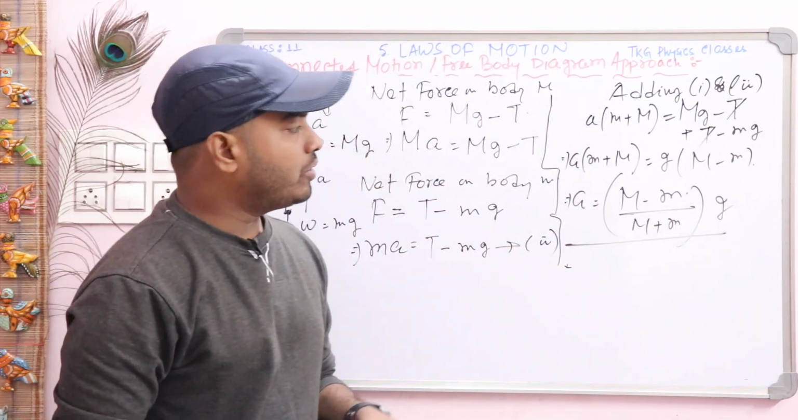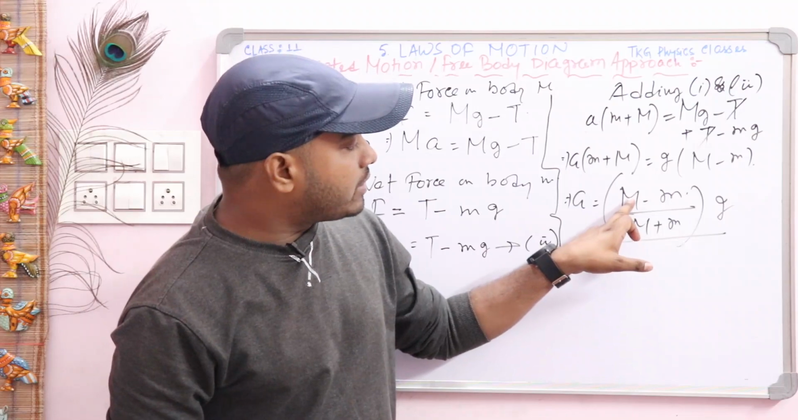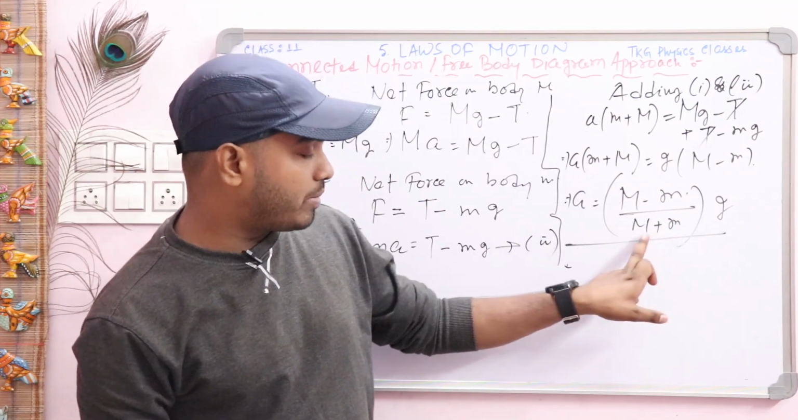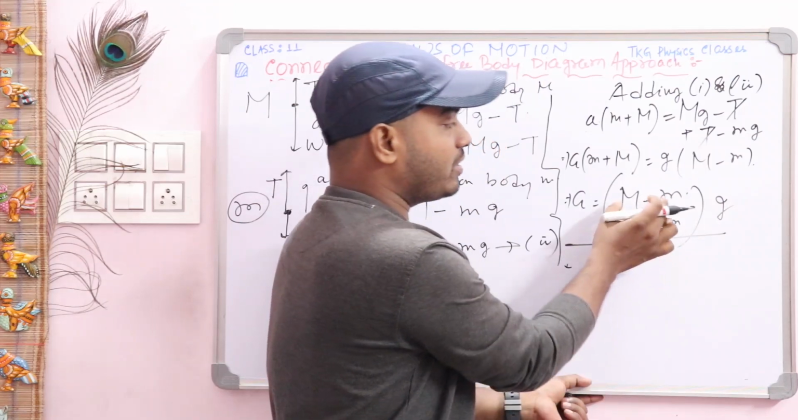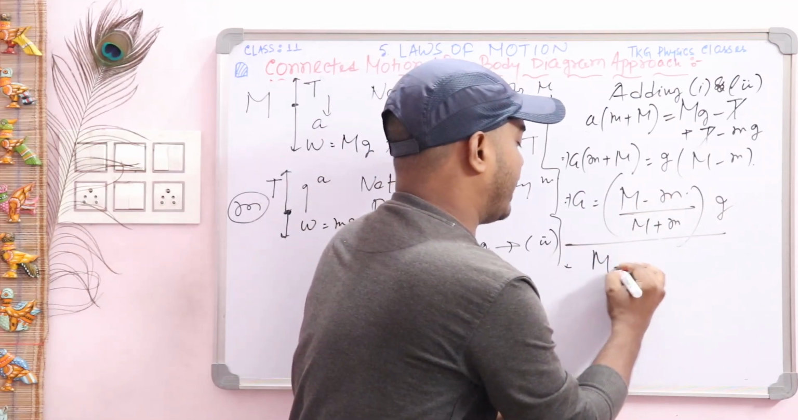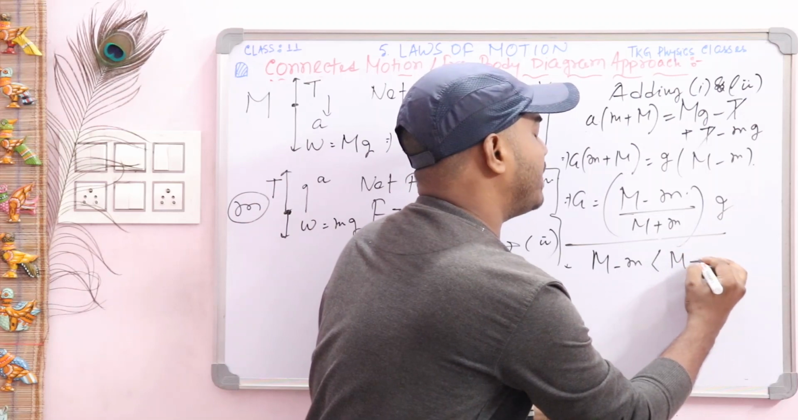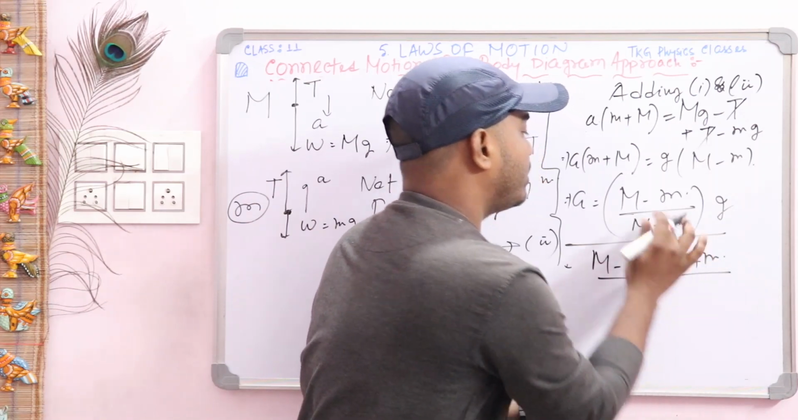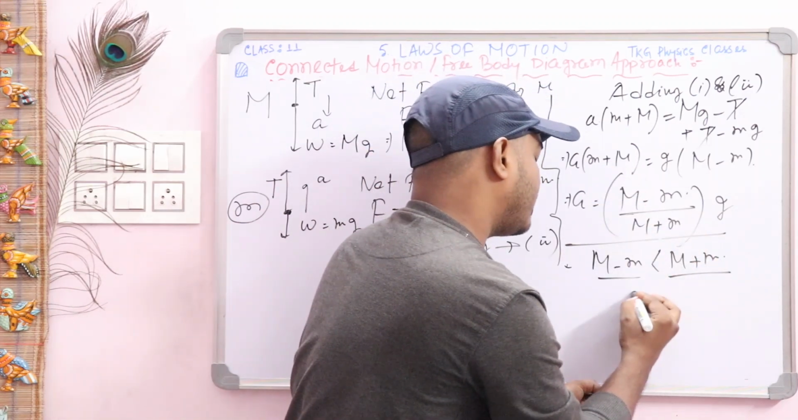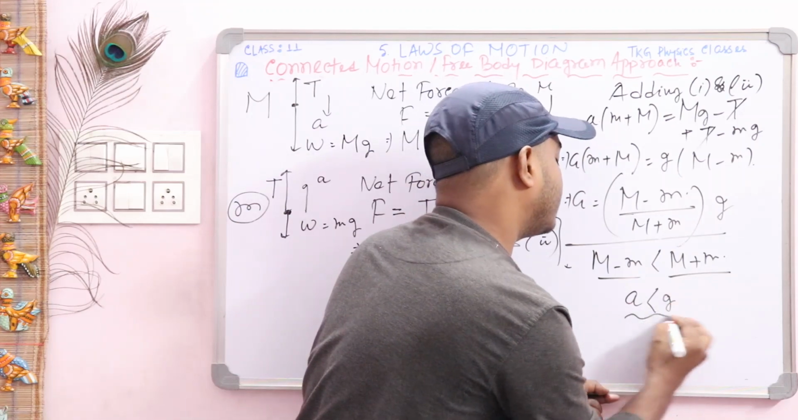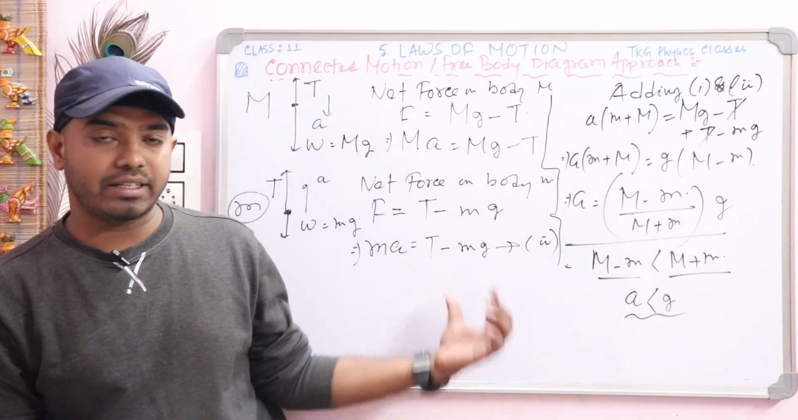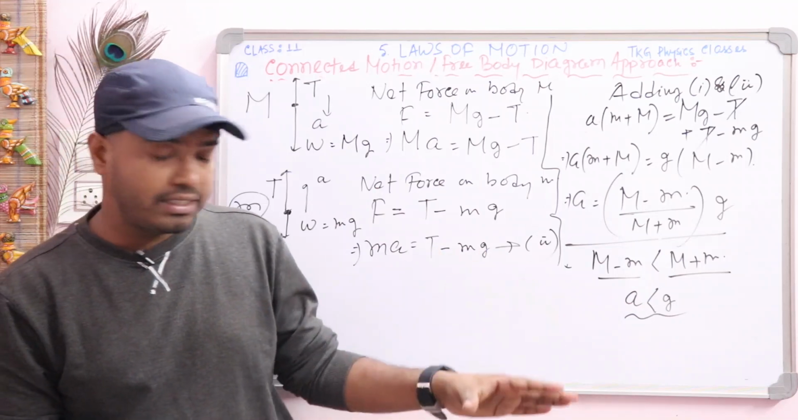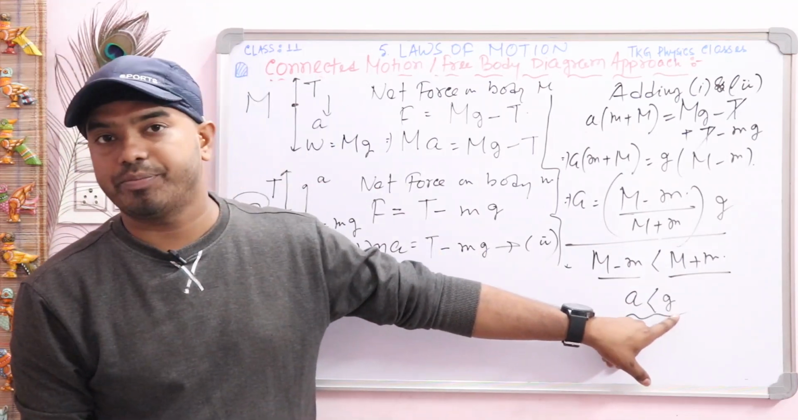Okay, so you see there is M minus m in the upper part and M plus m in the lower part. So obviously this ratio is less than 1, because M minus m is less than M plus m. So this value is less than 1. So we can write a is less than g. That is, the acceleration of the two bodies is less than the acceleration due to gravity.